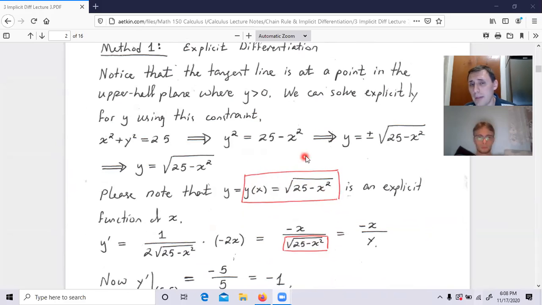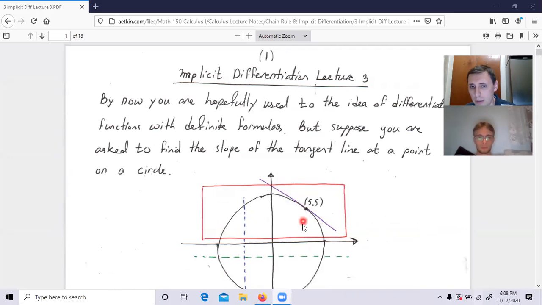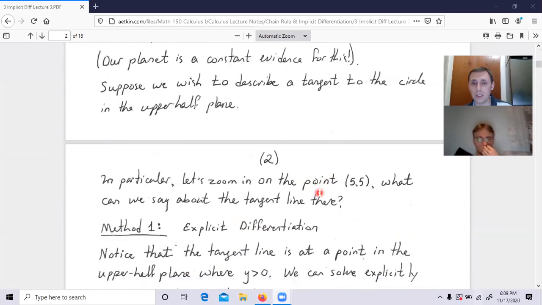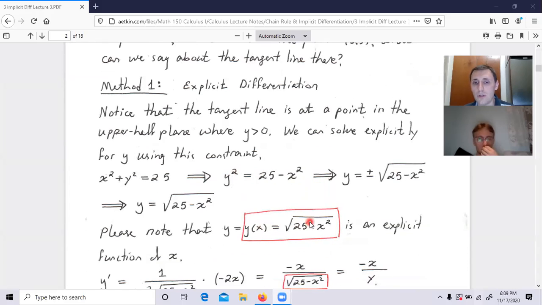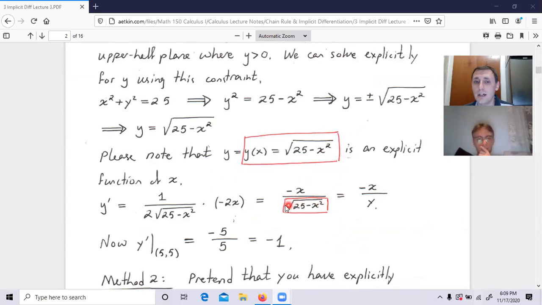You see, I might not obtain a formula that works globally for the curve, but it's a function locally near the point at which I want to calculate the slope of the tangent line. So I have y of x equal to the root of 25 minus x squared, and after solving for the function, I can differentiate it, and I get this formula, which equals minus x over y. It's given in terms of both x and y.